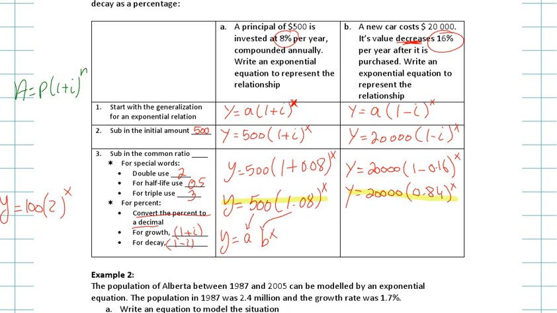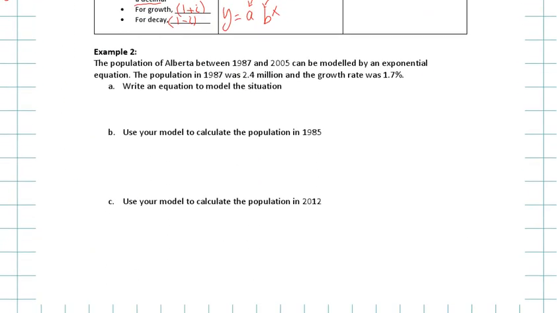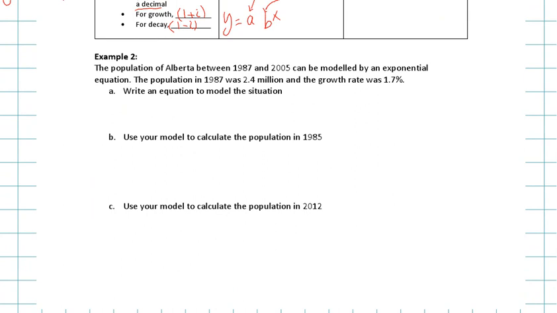Let's read the question. The population of Alberta between 1987 and 2005 can be modeled by an exponential equation. The population in 1987 was 2.4 million and the growth rate was 1.7%. Write an equation to model the situation.